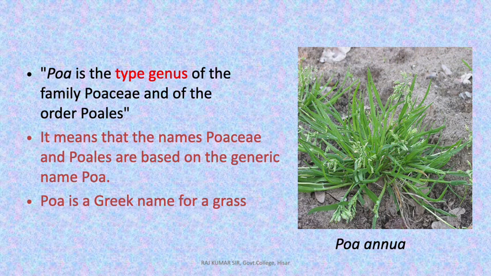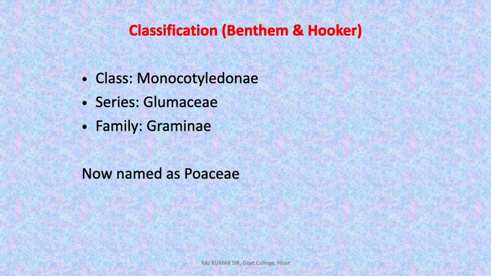Poa is the type genus of the family Poaceae and of the order Poales. It means that the names Poaceae and Poales are based on the generic name Poa. Poa is the Greek name for grass. On the right hand side, you see the picture of Poa annua.